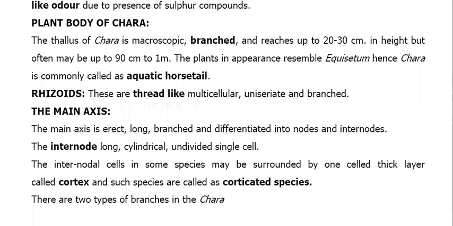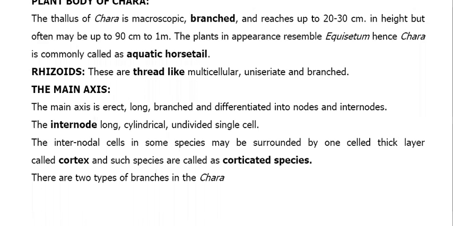Plant body of the Chara. The thallus of the Chara is macroscopic. Macroscopic means that we can see this plant with the naked eye. This is branched and reaches up to 2 to 30 centimeters in height, but often may be up to 90 centimeters to 1 meter. It means that this is a large alga. You can also collect it in large bottles.